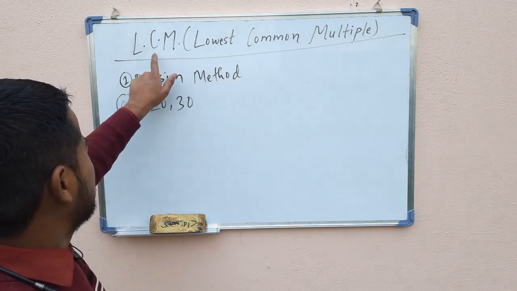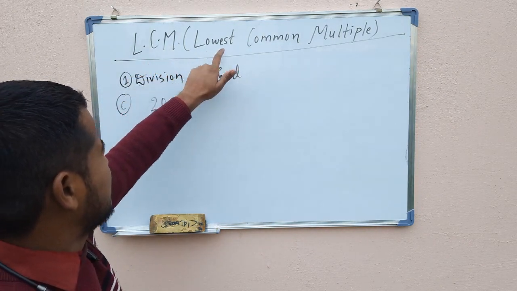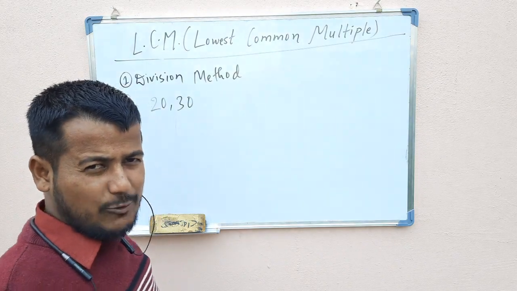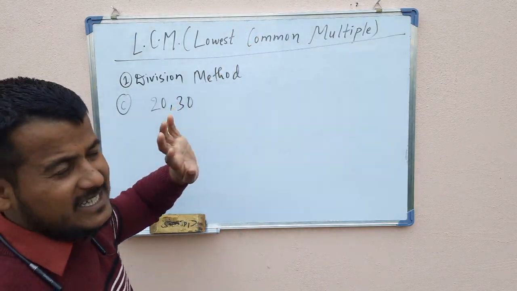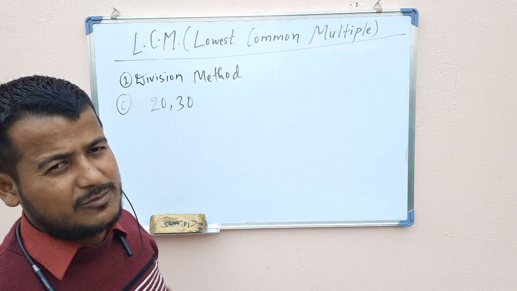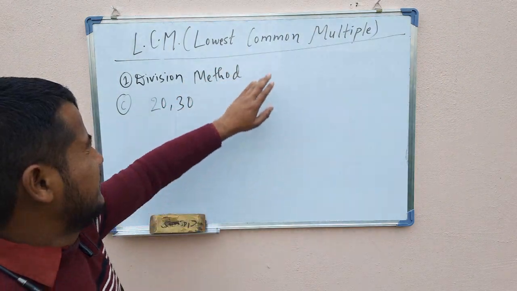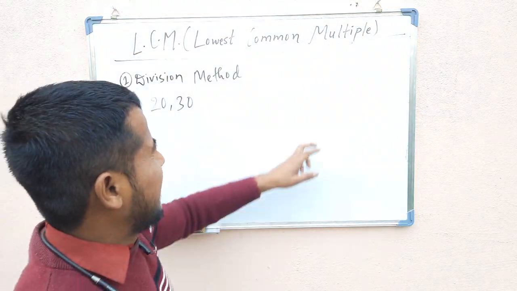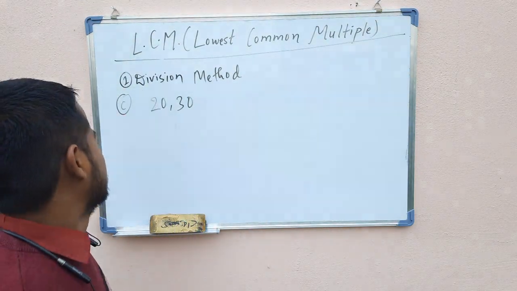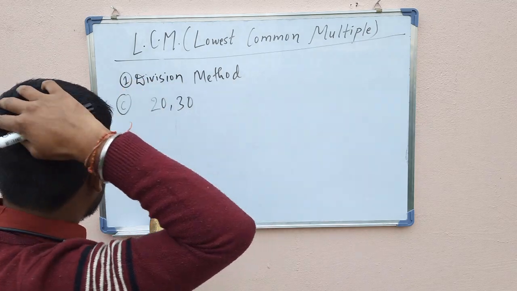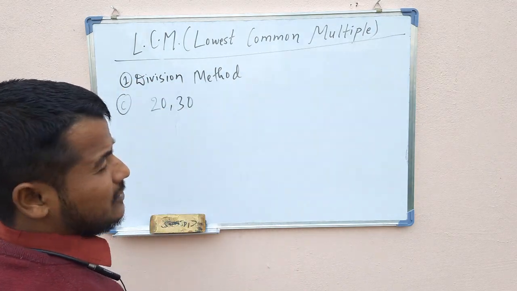So LCM, the topic is already LCM, lowest common multiple. All the lowest, and it should be common also. You can take the common and multiply. At last you should multiply. Lowest, all the lowest you should make common. You should take the common from there, and then you should multiply at last. Okay. Now this is the division method in order to find LCM.